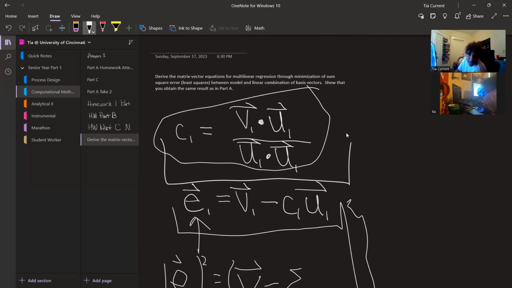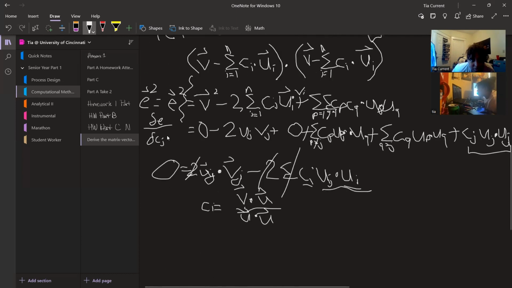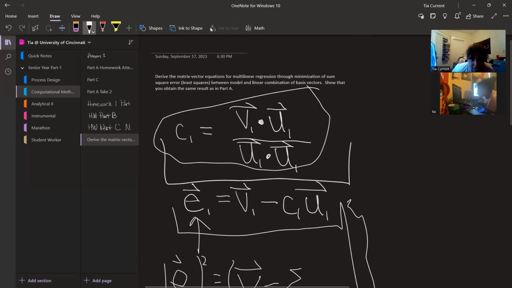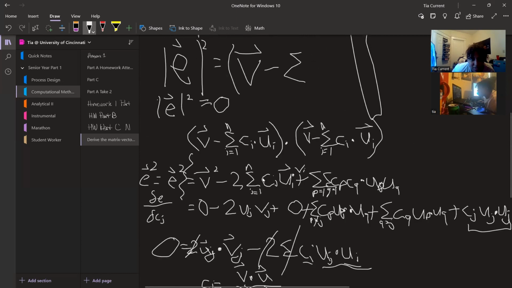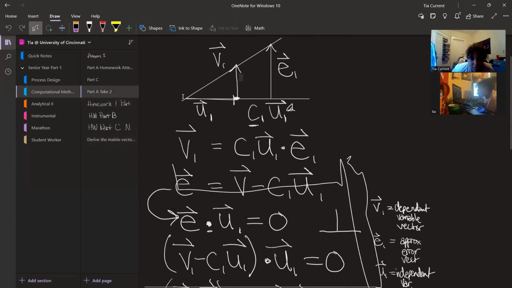It's the same. And you've minimized your sum square error by setting the derivative equal to 0. And you've done it doing this process instead of the one from part A. Let's go to part A, take 2. See? And now I can stop recording.